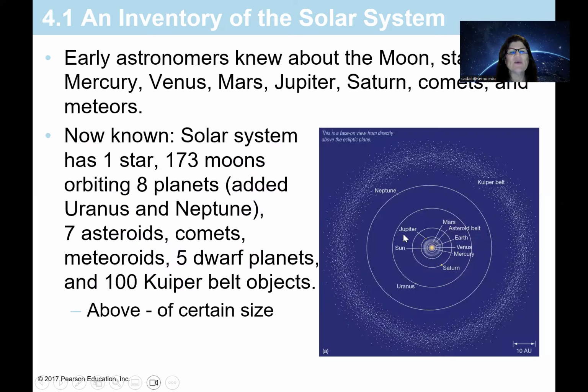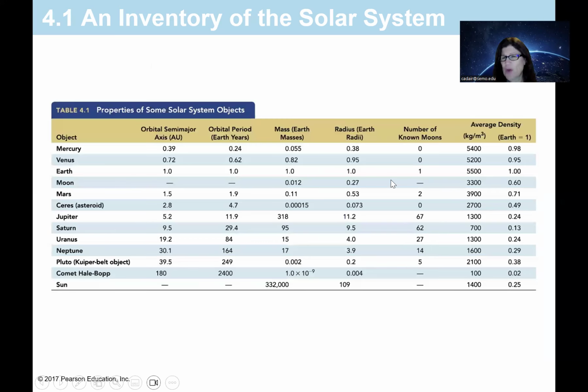All right, so it's kind of hard to see, but this graphic is in the book if you're interested: properties of some solar system objects. We've got Mercury, Venus, Earth, the moon, Mars, Ceres, which is an asteroid in the asteroid belt, Jupiter, Saturn, Uranus, Neptune, Pluto, which is a Kuiper Belt object, comet Hale-Bopp, and then of course the sun. Here we've got their semi-major axis, or the distance between the sun and the object, with the Earth being at 1.